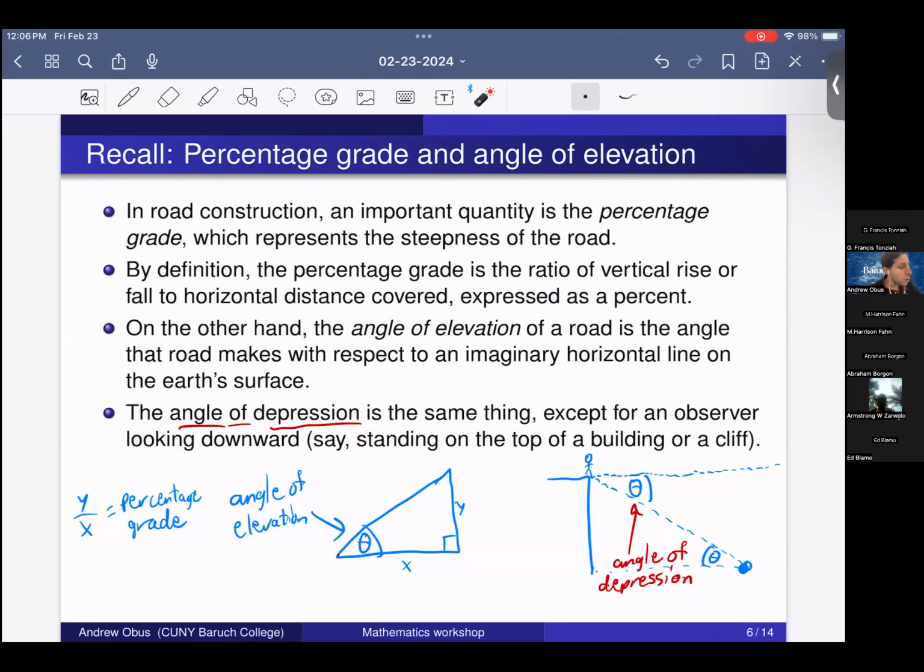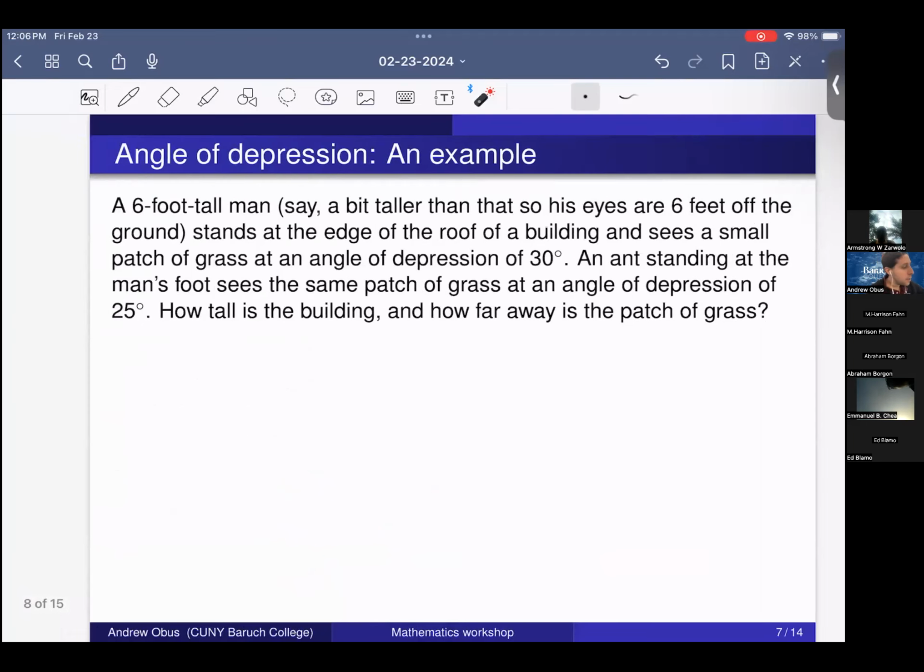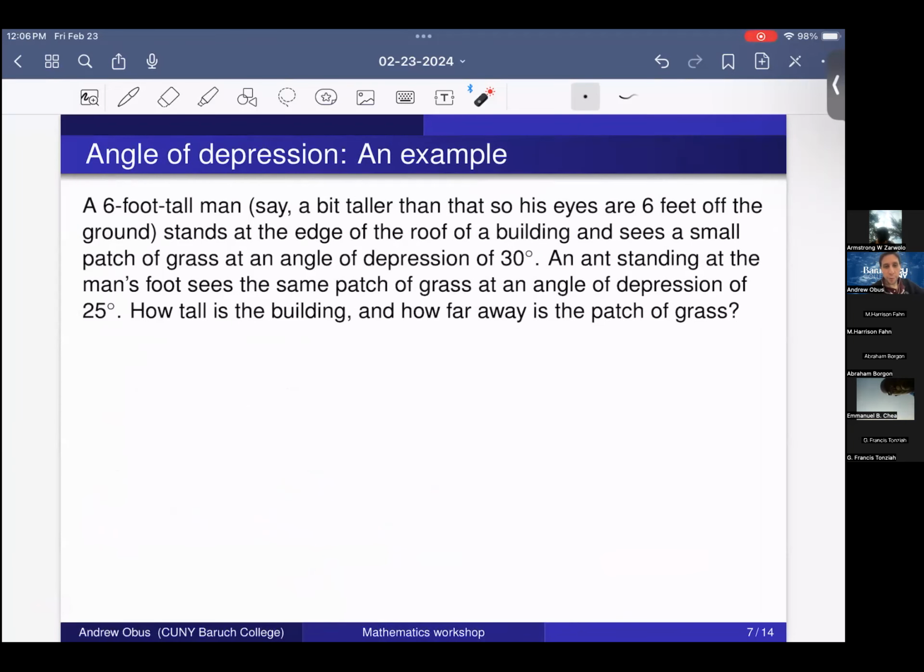Okay, good. So let's do an example with this. All right, so angle of depression, another word problem. A 6-foot tall man, or actually let's say we're a little bit taller than him so that his eyes are 6 feet off the ground, so maybe 6 feet and a few inches, stands at the edge of a roof of a building and sees a small patch of grass at an angle of depression of 30 degrees. An ant standing at the man's foot sees the same patch of grass, but at an angle of depression of 25 degrees.